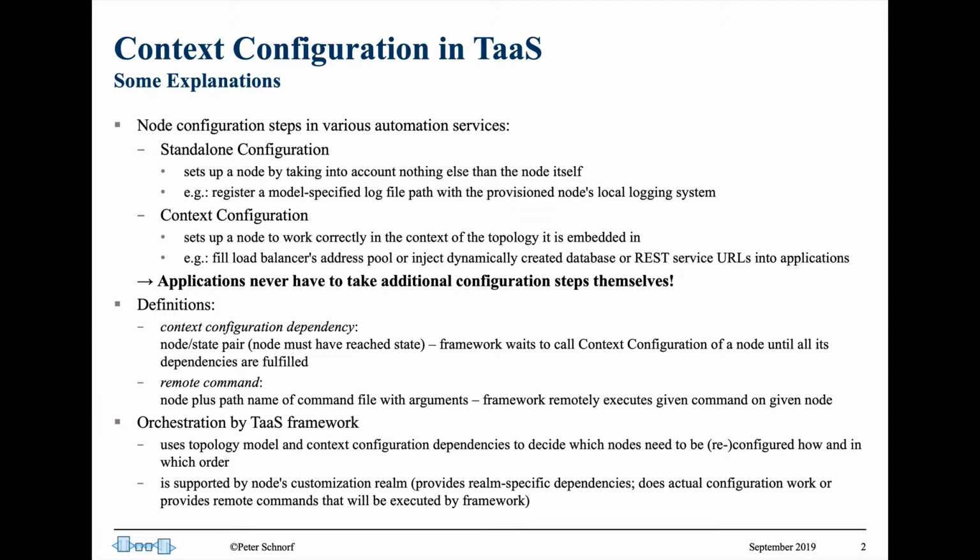The entire orchestration of context configuration happens within the TaaS framework's automation services. The services use the topology model and the context configuration dependencies to derive which nodes need to be touched, either to be freshly configured in context or to be reconfigured after a previously executed service. It is also decided how that should happen and in which order.